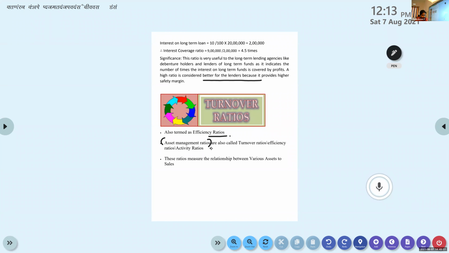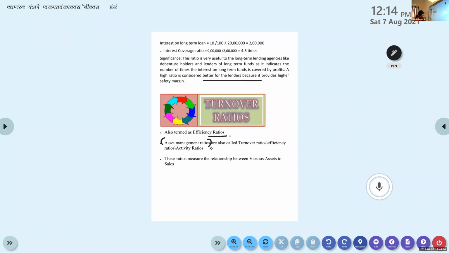So various assets are compared with the sales. Assets, what are the assets? They are the resources, economic resources owned by the business. Whether the business is making use of these assets properly, efficiently. That is what we are going to check with the help of this ratio, that is turnover ratio. Turnover ratio, efficiency ratio, asset management ratio, activity ratios. So you can include all these in your concept map.